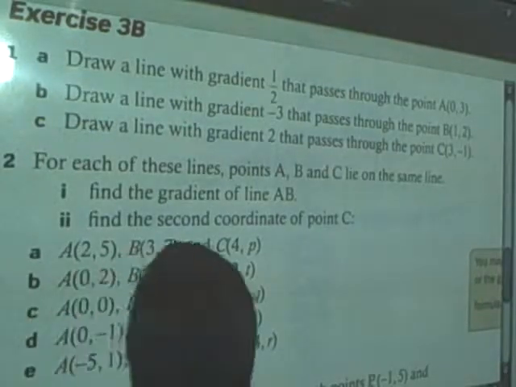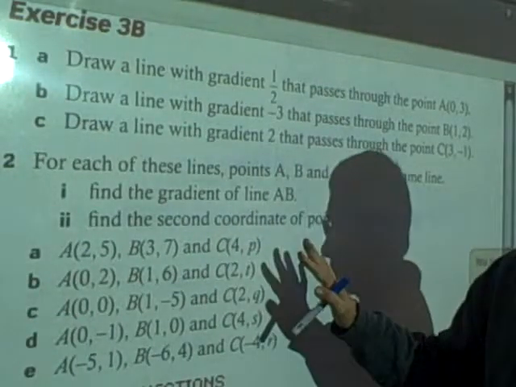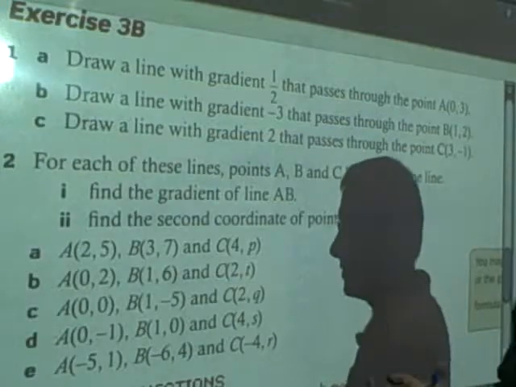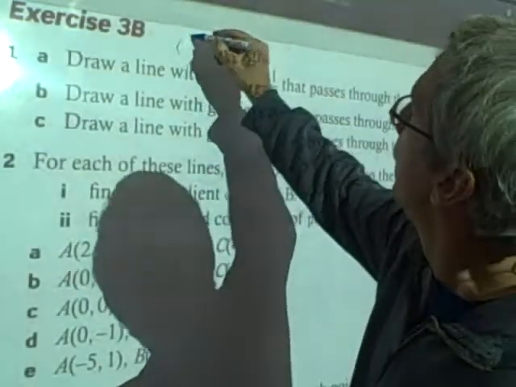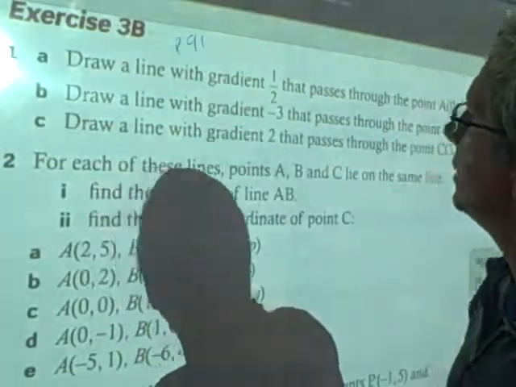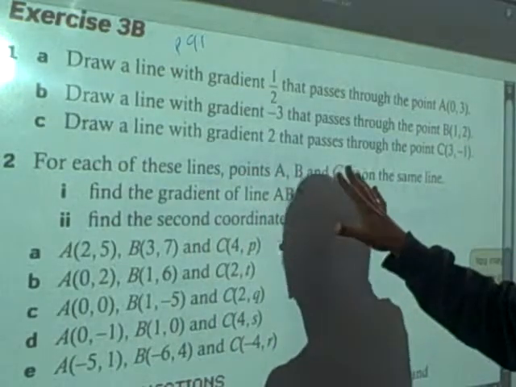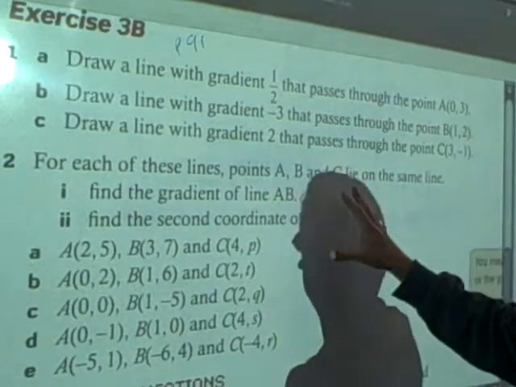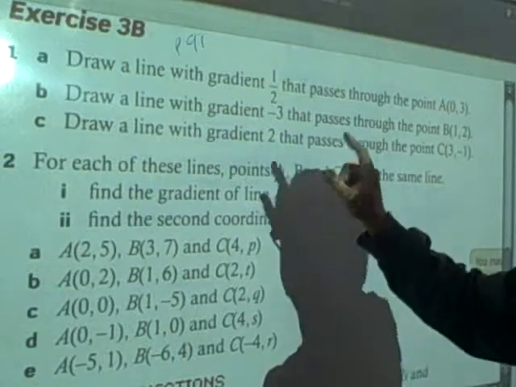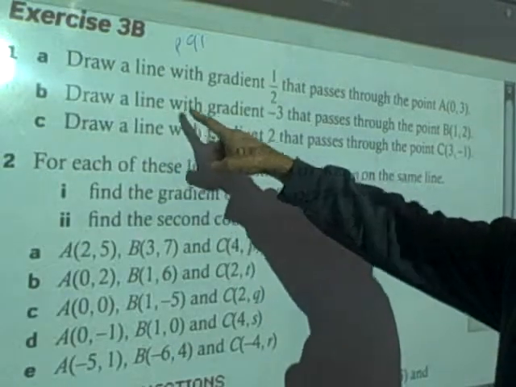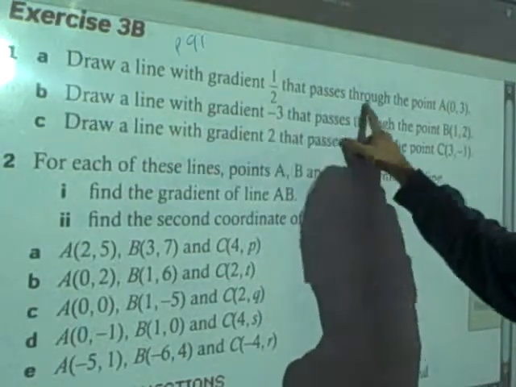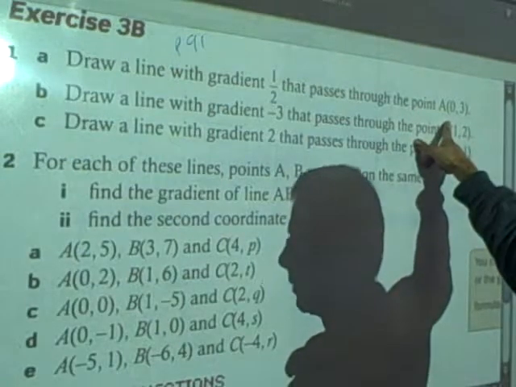All right, well now we're going to look at two exercises from 3B. These are on page 91, so if you want to follow along, look at page 91. We're going to look at 1A and then 2A, okay? So the first one, 1A: draw a line with gradient 1/2 that passes through the point (0, 3).